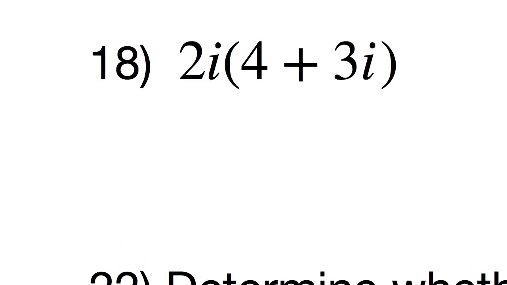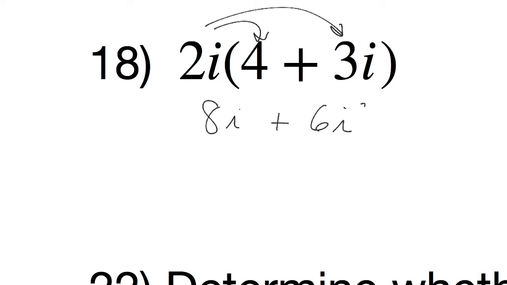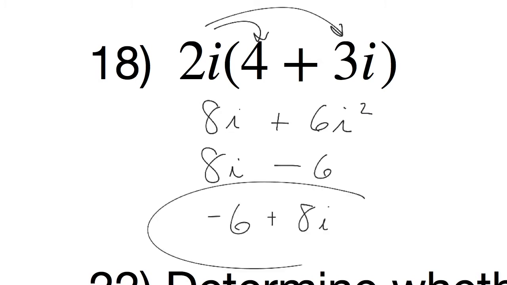Here we're going to distribute. That also works with i's. Distribute, you get 8i plus 6i squared, and that becomes 8i minus 6, because i squared is negative 1. So rewriting this in kind of a more familiar format, we get negative 6 plus 8i. And that is the answer.